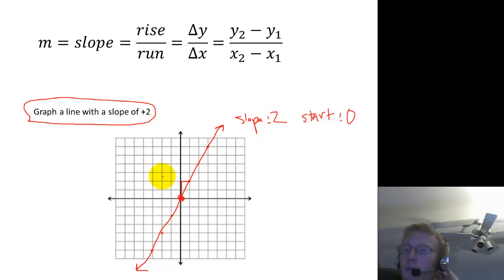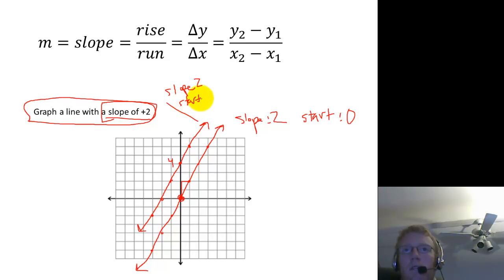But there's a million other ways that I could draw a line with a slope of 2. I could just pick a different starting value. What if I picked a starting value of like 4? Then from here I could go up 2 over 1, or I could go down 2, back 1, down 2, back 1, down 2, back 1, etc. And then I could draw this line in, which also has a slope of 2. So this one has a slope of 2, but it has a starting value of 4.